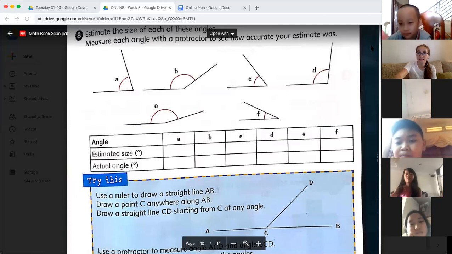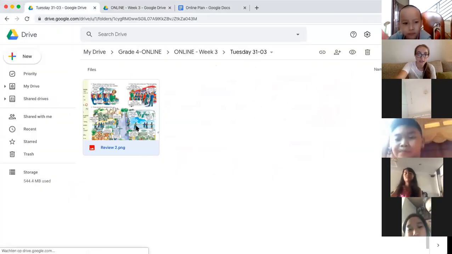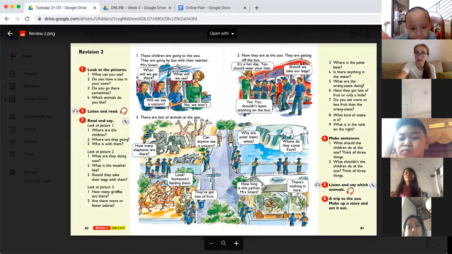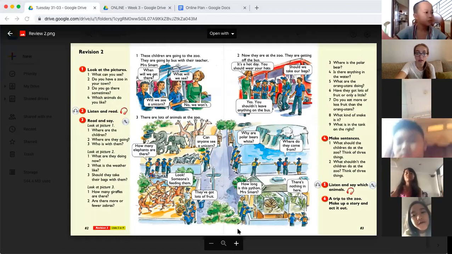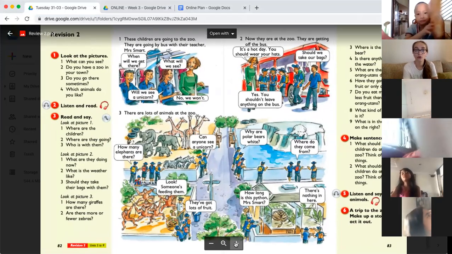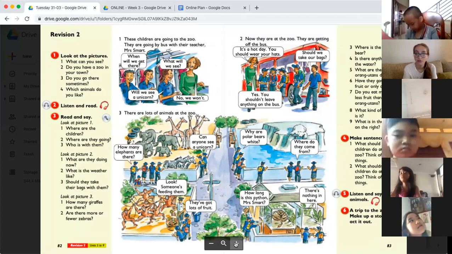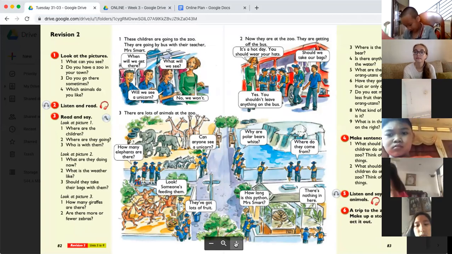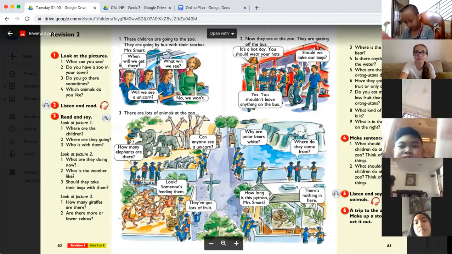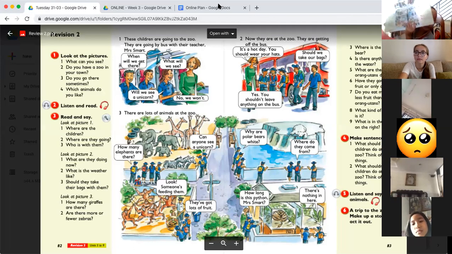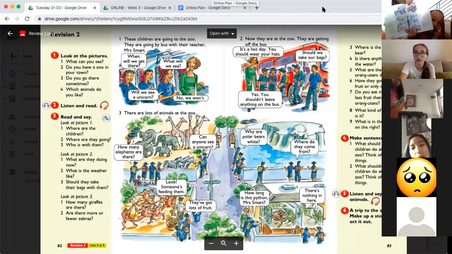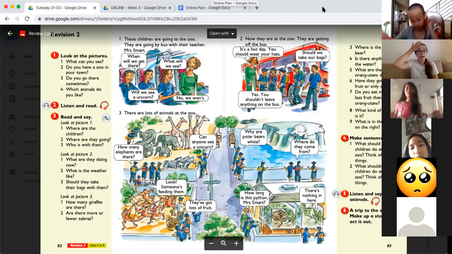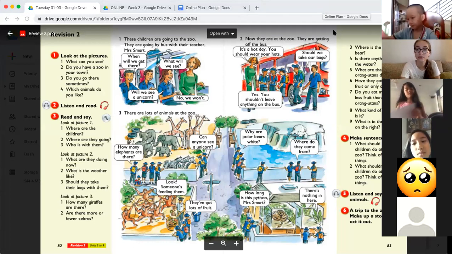Okay. Then the main thing that I wanted to do today is this page in your language book, page 82, 83. It would help if you can find this page in your book now, 82, 83. Yes, that page, very good. 82, 83.